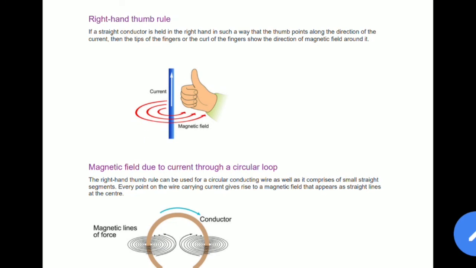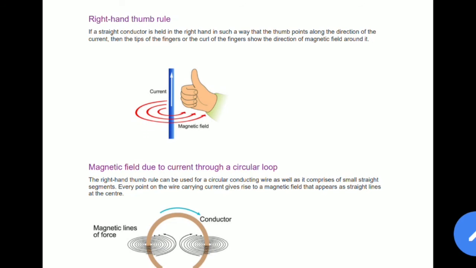As shown in the figure, here our fingers are folded in the anti-clockwise direction. So, the direction of magnetic field is also in the anti-clockwise direction. This means when the electric current flows vertically upward, the direction of magnetic field produced is anti-clockwise. On the other hand, when electric current flows vertically downwards, then the direction of magnetic field is clockwise.